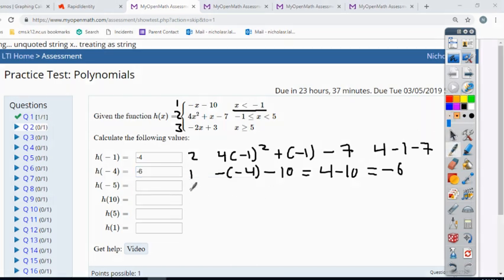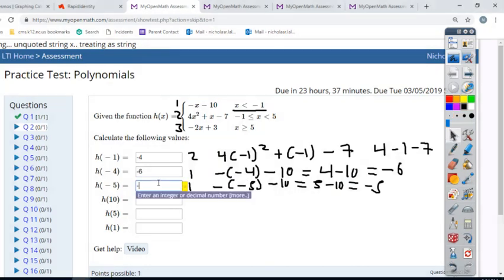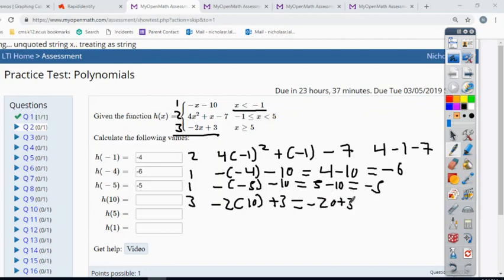-5 is also less than -1, so we use the first formula. -5 minus 10 is equal to 5 minus 10, which is equal to -5. Ten is greater than 5, so that's going to use formula number 3. And so we plug in -2 times 10 plus 3, so that's equal to -20 plus 3, and that's equal to -17.